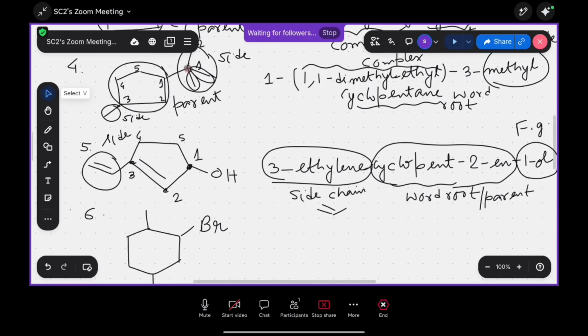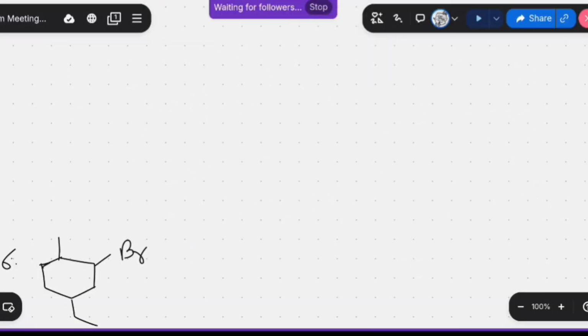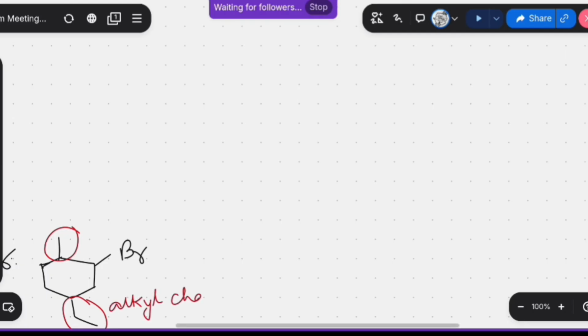Now let's come to the sixth example. Sixth example. So let's start with the sixth example now. The first thing is numbering, right? We have 2 side chains here. These are the alkyl chains. And these alkyl chains are having less number of carbon atoms, so they behave as the side chain. Both the alkyl chains behave as the side chain. So let's start the numbering.